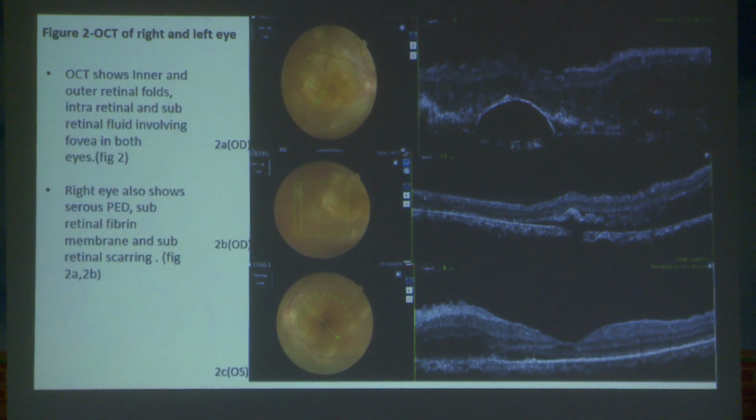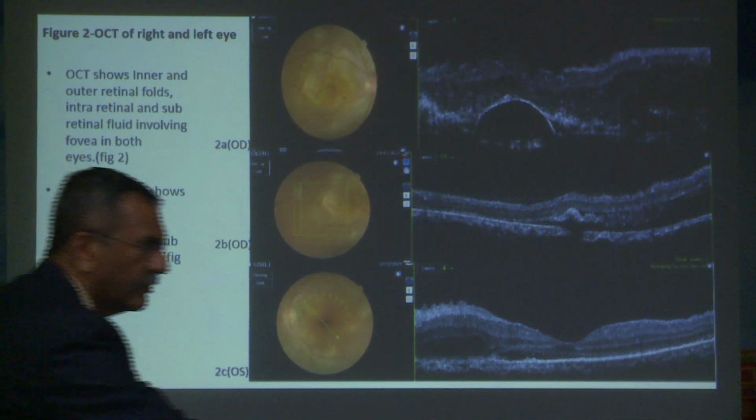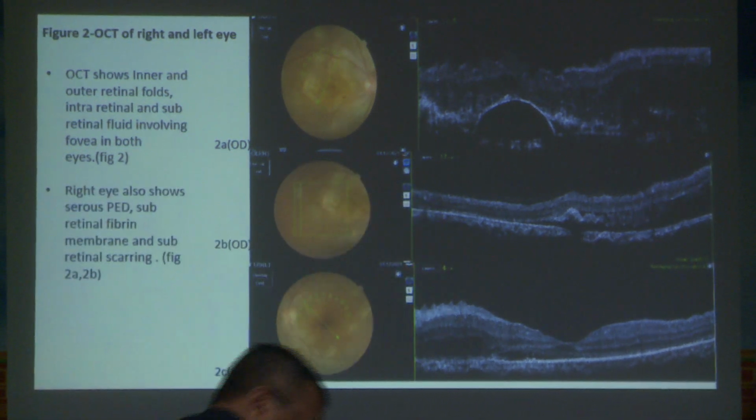This is the OCT of the right and left eye. OCT shows the inner and outer retinal fold, intraretinal and subretinal fluid involving fovea in both eyes. Right eye also shows serous PED, subretinal fibrin membrane, subretinal scarring.